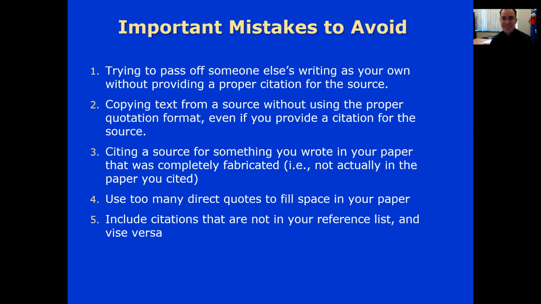And here are some common mistakes that you'd want to avoid when doing your reference page. For example, trying to pass off someone else's writing as your own without providing a proper citation for the source. That could be plagiarism. It's copying text from a source without using the proper quotation format, even if you provide a citation for the source. Citing a source for something you wrote in your paper that was completely fabricated. This is more difficult to identify, but it's something that should not be done. In numbers 1 and 2, I'll be using plagiarism software to identify if plagiarism has happened, so it's important for you to use proper citations.